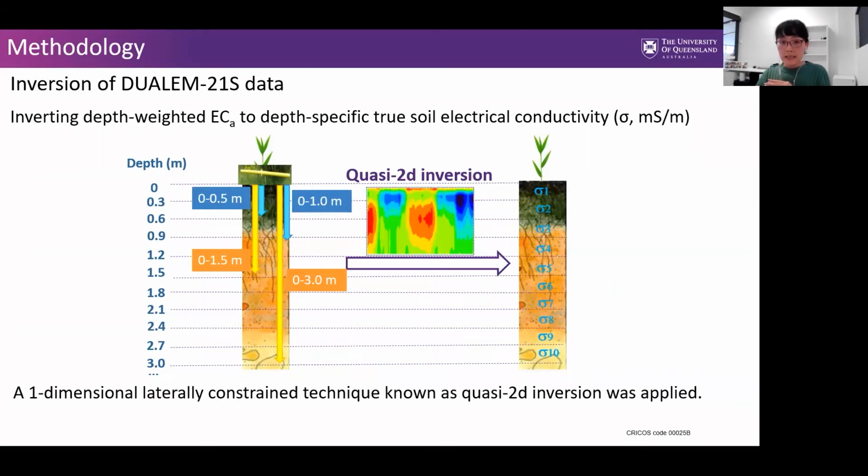The EM sensed ECA data is a depth weighted value representing the conductivity of a bulk volume of soil, which has limited previous studies to predicting one average soil moisture value across the whole soil profile. This has led to a loss of soil moisture information with depth. So in this study, to enable the EM approach to predict the depth-specific soil moisture content for understanding the crop water use and the root activity with depth, a one-dimensional, laterally constrained technique termed quasi-3D inversion was applied to invert the depth-weighted ECA to depth-specific true soil electrical conductivity, sigma.